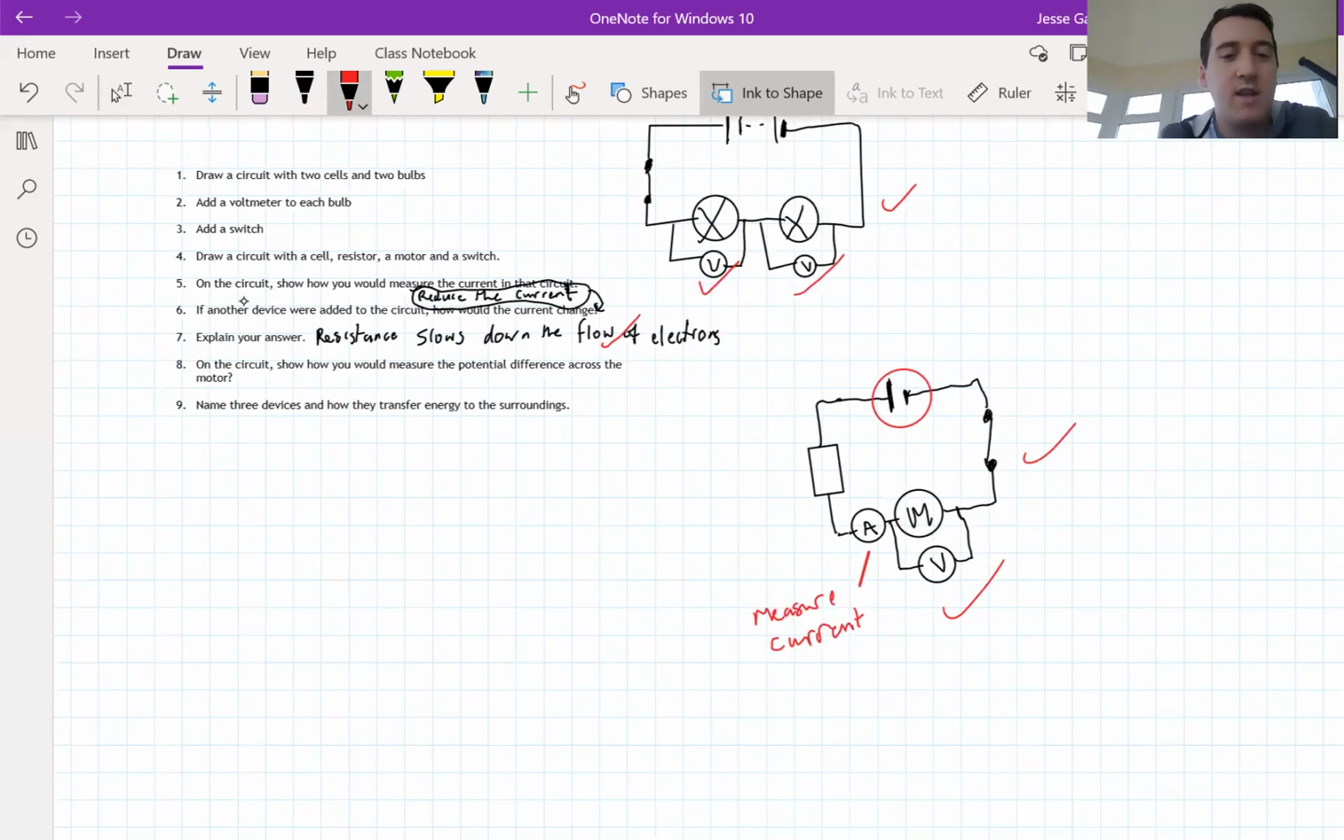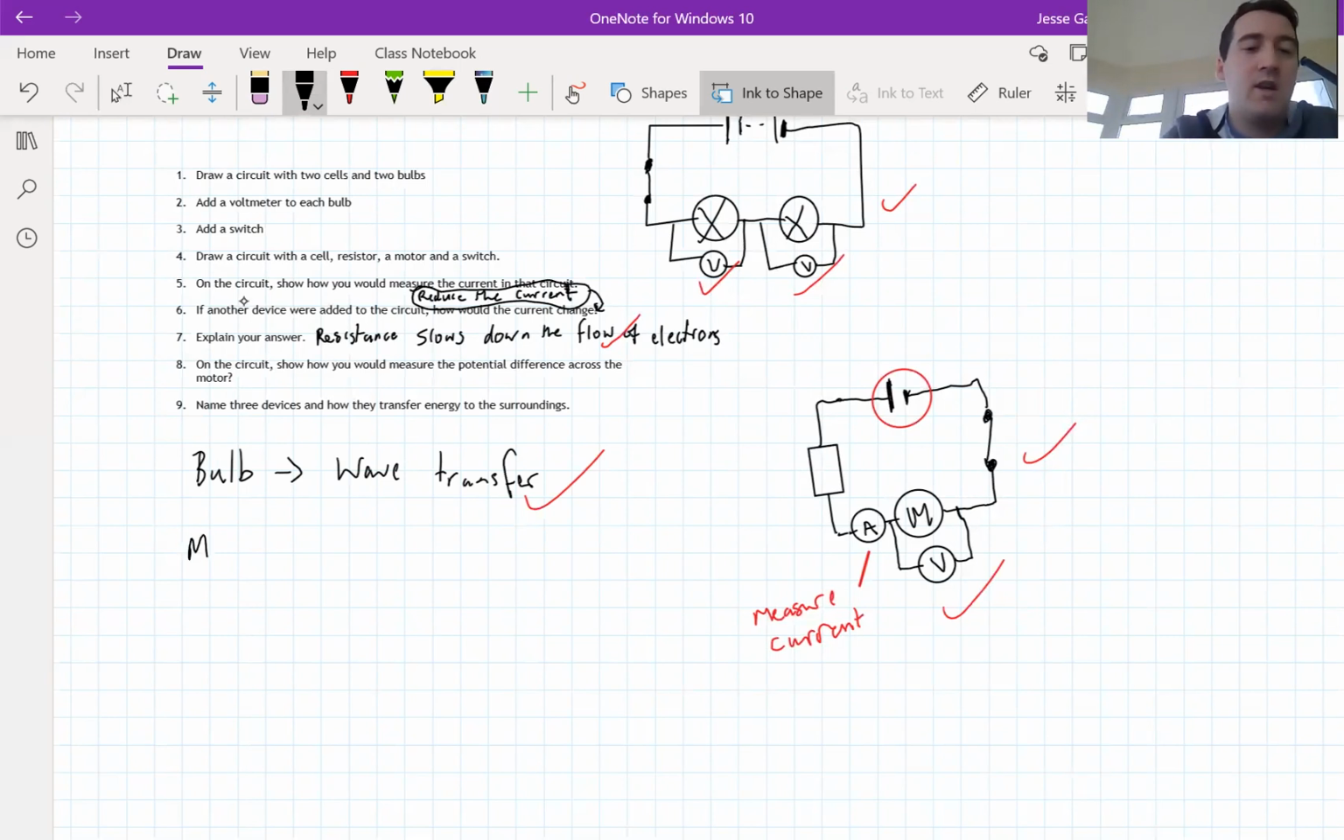Name 3 devices and how they transfer energy to the surroundings. So this is from the previous video. So we have a bulb. Bulbs or lights transfer energy by what we call wave transfer. So well done if you said that. If you mentioned bulb and wave transfer, well done, because light is a form of wave transfer. All right, if you didn't know that, you didn't really get what the question was getting at, maybe now that I've told you that one, you can do the 2 other ones. So pause the video if you don't already have them done and do them now.